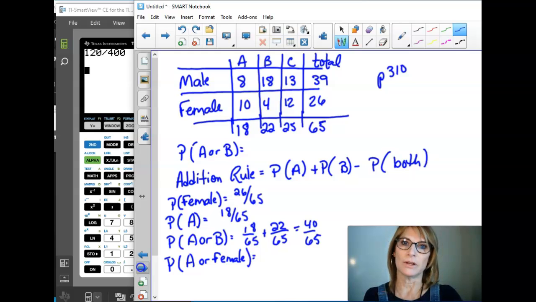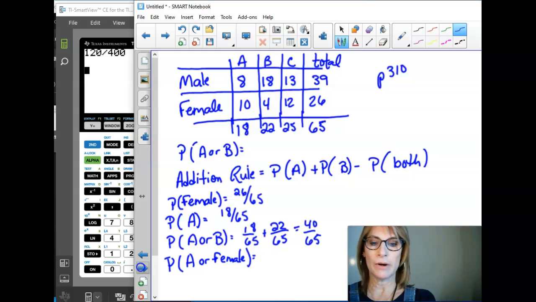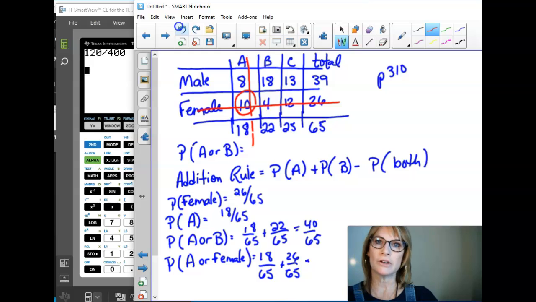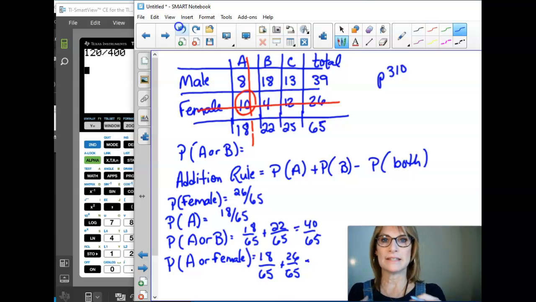Okay. Last one, A or female. This does have an overlap. They're not independent. It is possible to both get an A and be female at the same time. So we would go through and add up our A's. We have 18 A's. Add in our females. We have 26 females. But you'll notice that there are 10 people that are both in the same row and that overlap the row and the column. So there are 10 people that are females that get an A.